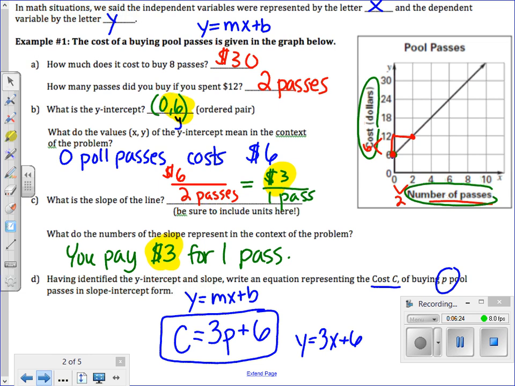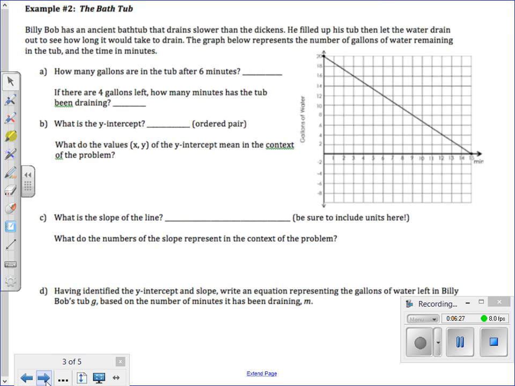All right, let's try a different example. The second one is called the bathtub. Billy Bob has an ancient bathtub that drains slower than the Dickens. He filled up his tub and then let the water drain out to see how long it would take to drain. The graph below represents the number of gallons of water remaining in the tub and the time in minutes.